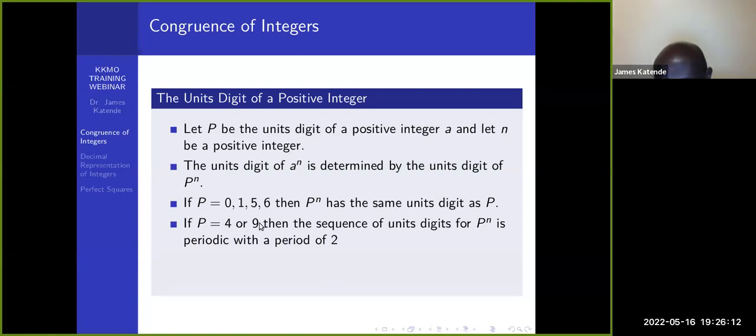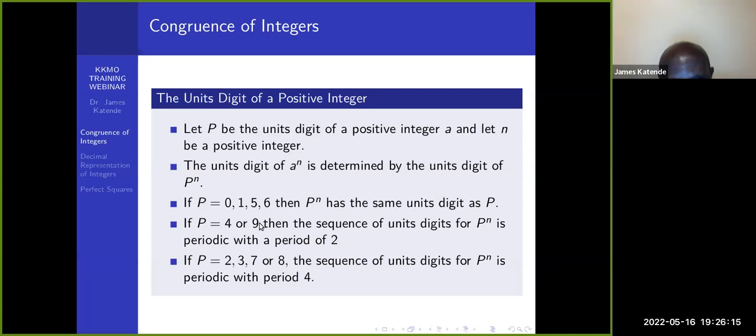We still haven't considered all the possible units digits. So these are the remaining ones: 2, 3, 7, or 8. Here, the sequence of units digits for p raised to n is periodic with a period of 4. So if you use 2, for instance, as an example, you can start with 2. That's the units digit. If you square it, the units digit is 4. If you get the cube, the units digit is 8. If you raise 2 to 4, the units digit is 6. That is for 16. And then it starts afresh again. It repeats after every 4.